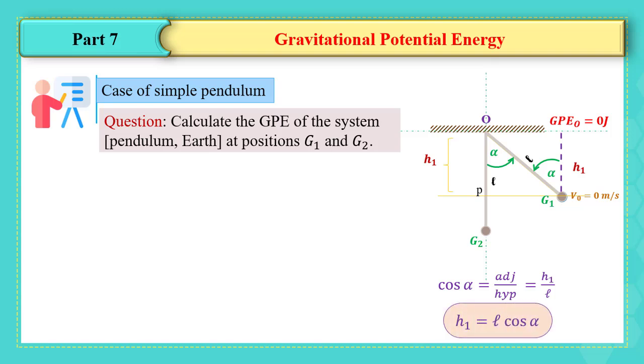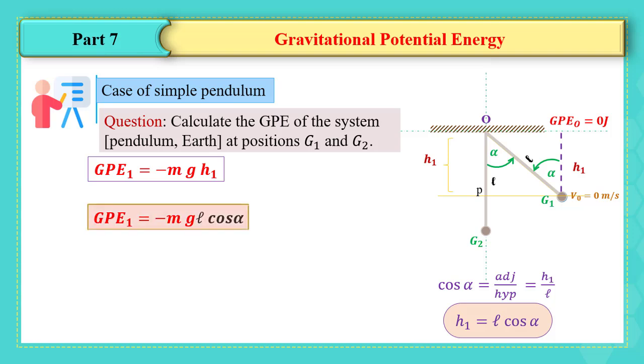What about the sign of the gravitational potential energy in this case? It is negative since it is below the reference. Thus, it is written as GPE1 equals minus mgh1, which is minus mgL cosine alpha.